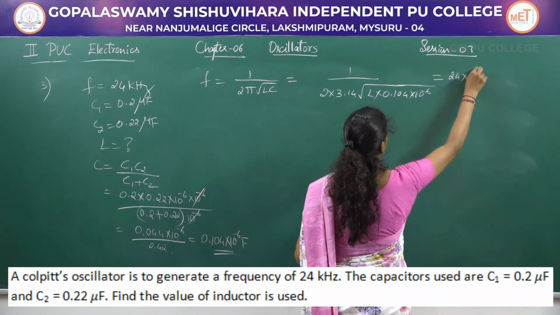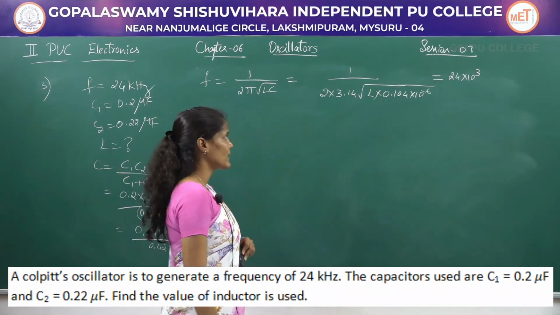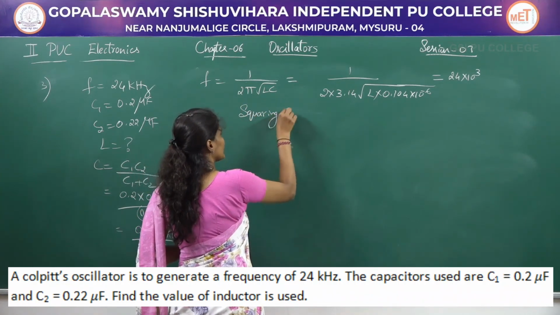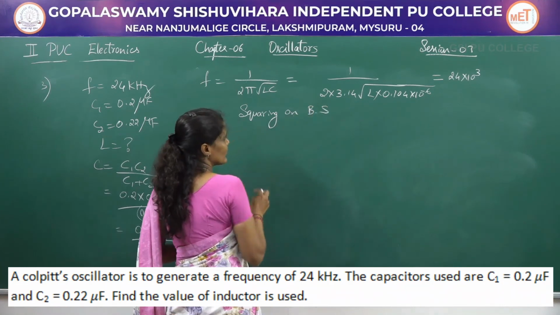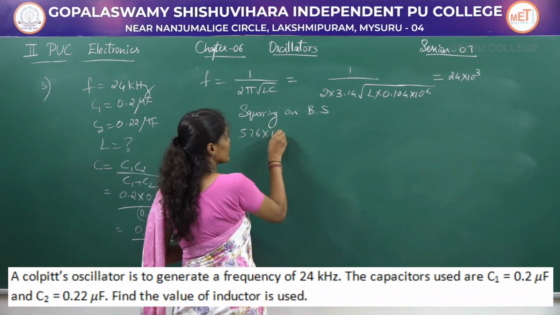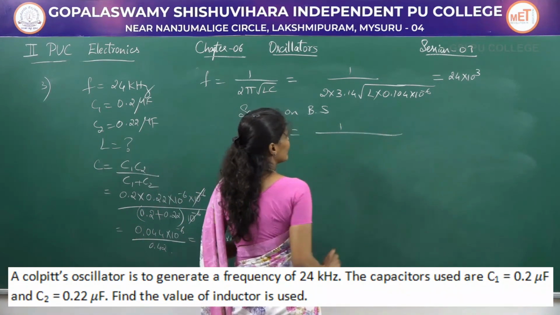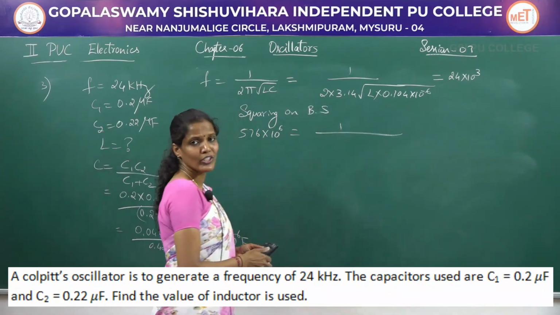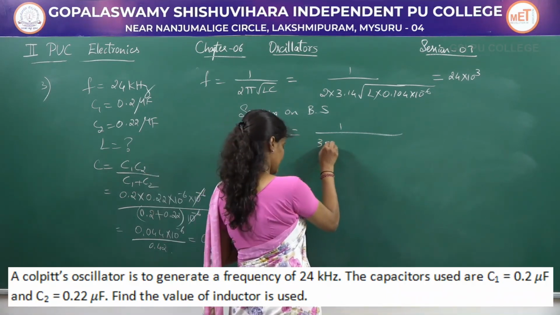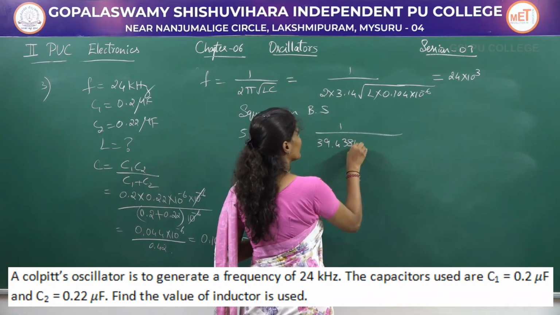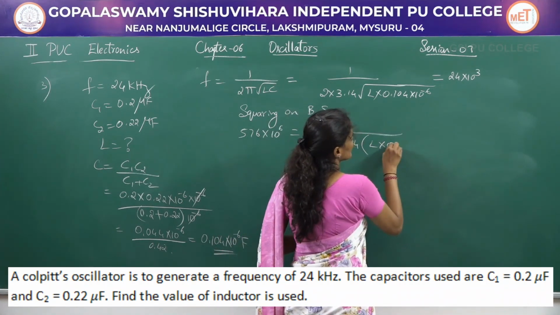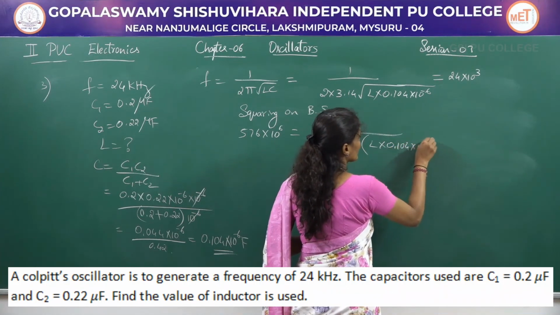and that is equal to the frequency value, which is 24 kilohertz, that is 24 into 10 to the power of 3. So now let us square on both the sides. Squaring on both sides, we are going to get 24 into 24, 576 into 10 to the power of 6 is equal to 1 divided by 2 into 3.14 is 6.28. 6.28 into 6.28 gives us 39.4384 into L into 0.104 into 10 to the power of minus 6.